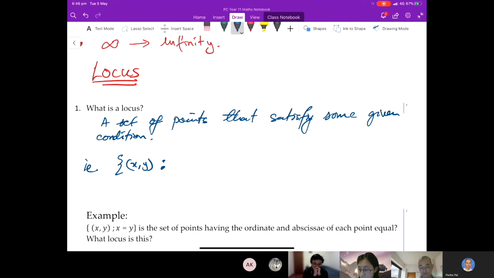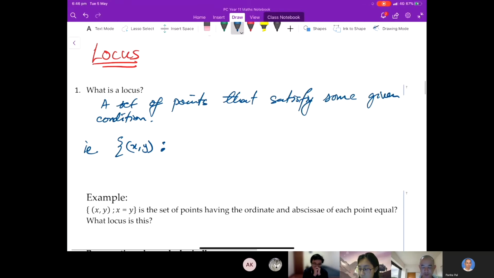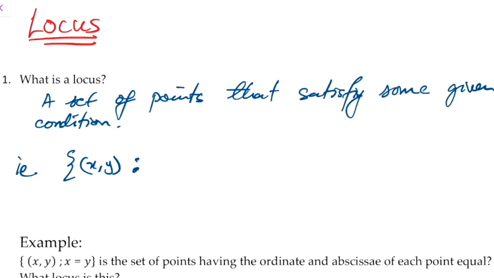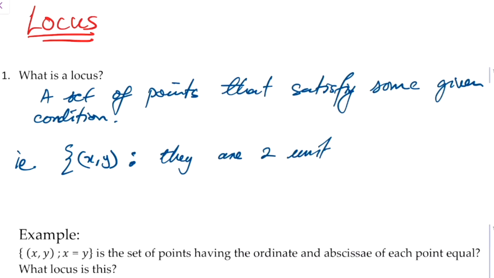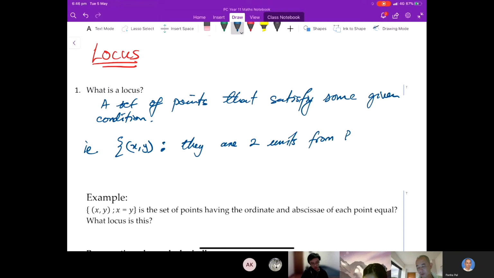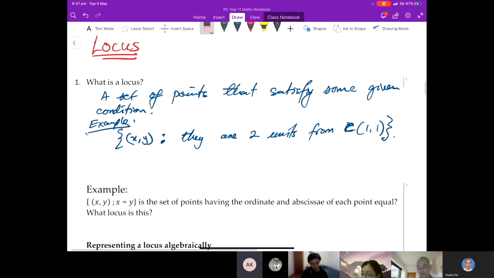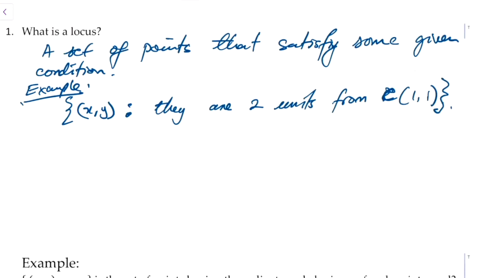What do you mean by a condition? For example, I can describe the condition in words, or I can describe it in functions and relations. So for example, set of points such that they are 2 units from C, which is (1, 1). You understand what I just wrote? Let's visualize that.